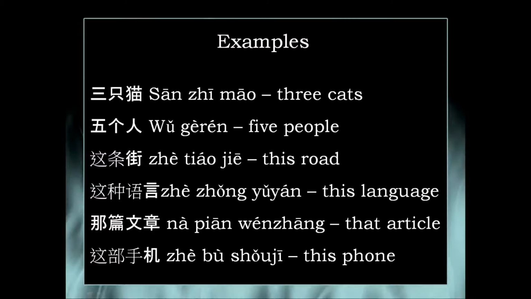And finally, 手机 is phone. 这, obviously this. 部 is a quantifier that often is used referring to electronic devices. So 这部手机 means this phone. Now in Chinese, quantifiers perform another very interesting function in that they can disambiguate certain nouns that are naturally ambiguous.